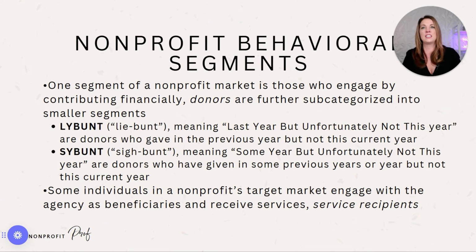One type of segment in the donor population is LYBUNT. This refers to donors who donated in the previous year, but have not yet made a gift in this current year. LYBUNT stands for last year, but unfortunately not this year. So if I'm your executive director and you're a fundraiser, I say, what about this donor? You say, well, they're a LYBUNT. That means they donated last year, but unfortunately not this year. So of course, these are going to be our low-hanging fruit.